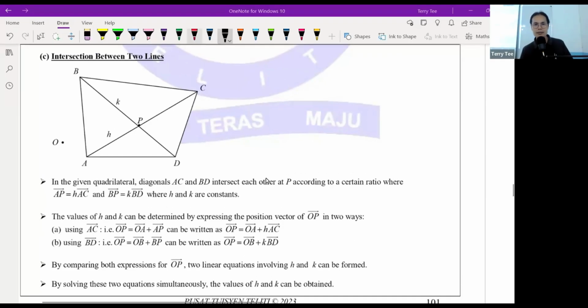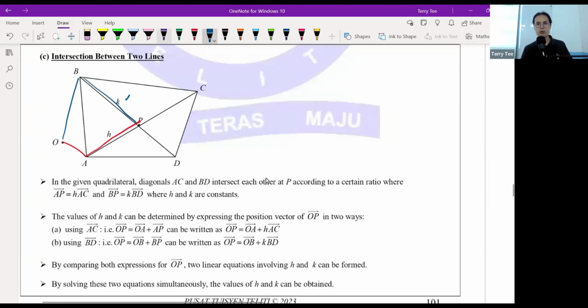Everybody, when you have two lines that intersect, they're actually collinear because you see, first I want to go from O to P. I can go O to A to B. So that means APB is collinear. So you put a symbol H here, right? You're supposed to find the ratio for H. Then if I want to go from O to P using another way, I can go O to B, B to P. Now BPD is actually collinear. So I just want to find the ratio K.